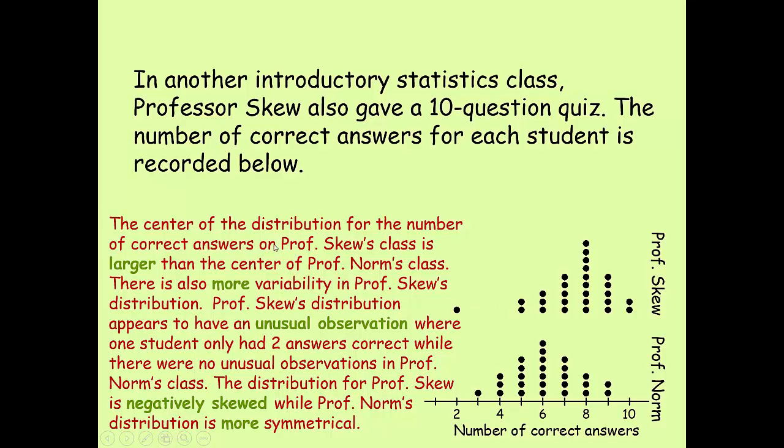The center of the distribution for the number of correct answers in Professor Skew's class is larger than the center of Professor Norm's class, but there's more variability in Professor Skew's distribution. Professor Skew also has an unusual observation where one student had only 2 answers correct, while there were really no unusual values in Professor Norm's. These were all distributed nicely together. Professor Skew has a negatively skewed distribution, whereas Professor Norm's is more symmetrical.